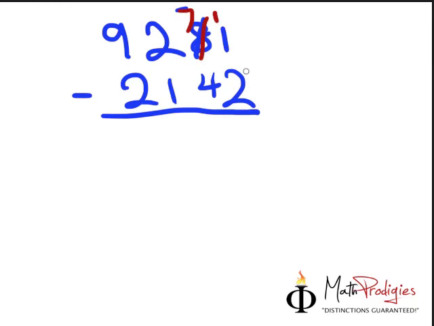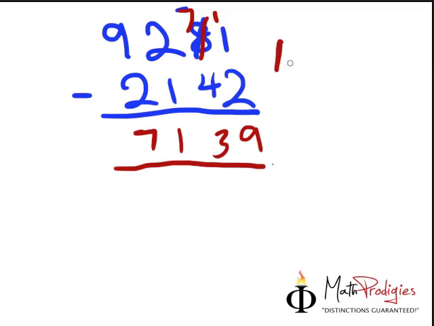And you get 11 here. 11 minus 2 gives you 9. 7 minus 4 gives you 3. 2 minus 1 gives you 1. 9 minus 2 gives you 7. So the answer here is 7139. Now, it says this is the answer. So let's write the answer. The answer here for the first part is 7139.